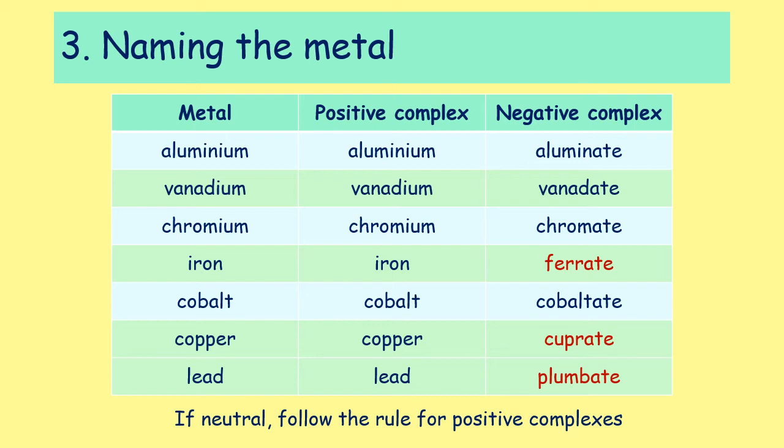And lead, which is a rare one that they would use, becomes plumbate, and that's where we get the Pb from lead, because the Latin name for lead is plumbum, which is where we get the word plumber, because pipes used to be made of lead. So it's only if the complex is negative that we have to use these new forms ending in ATE. And unfortunately, you just have to learn ferrate, cuprate, and plumbate.